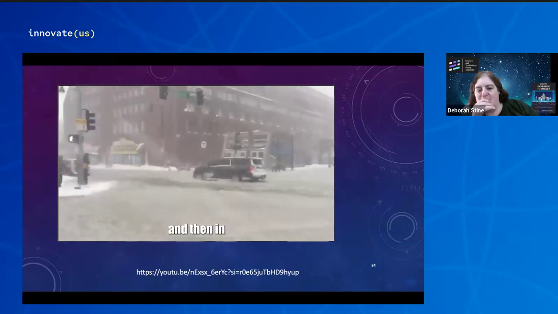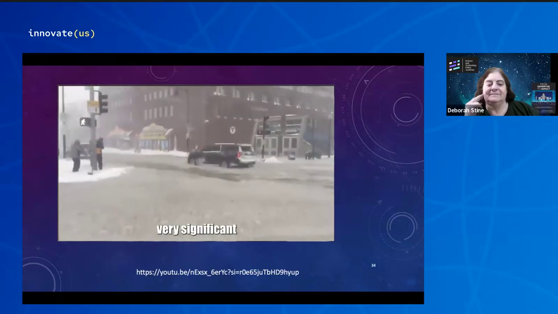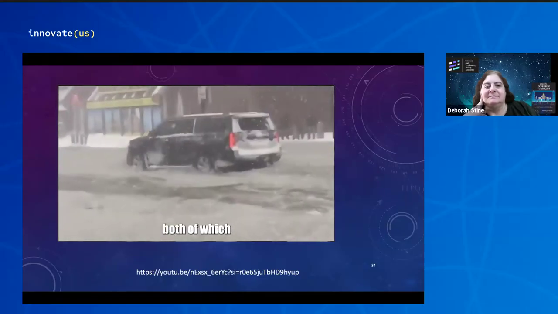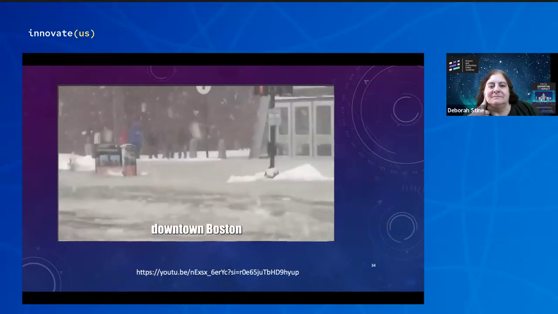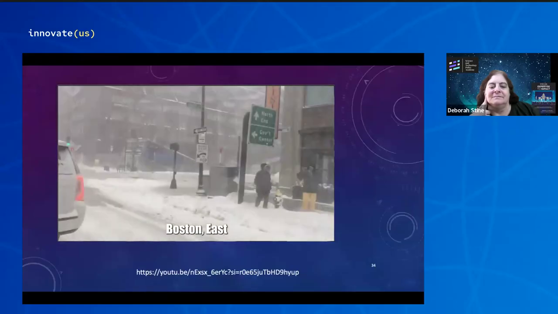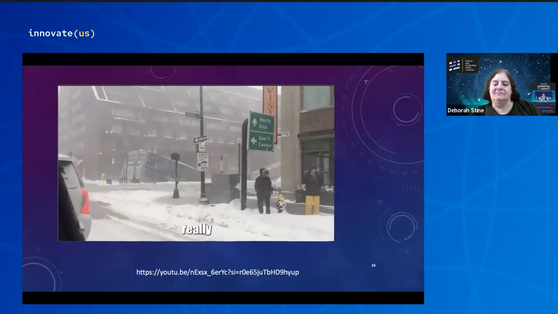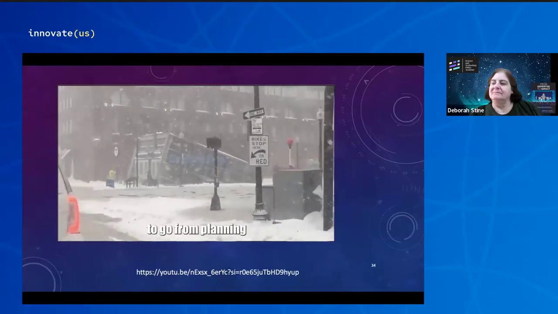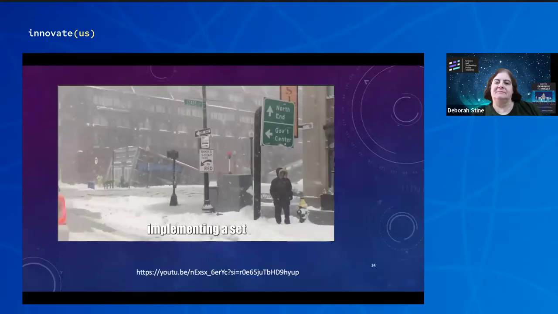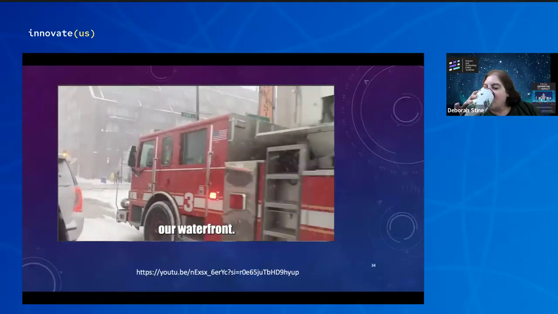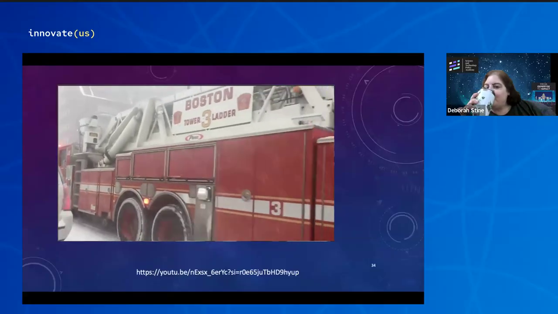I'm Chris Osgood. I'm the director of the City of Boston's Office of Climate Resilience. In January of 2018 and then in March of 2018, we had two very significant coastal storm events, both of which caused inundation not only in downtown Boston, but in areas of South Boston, East Boston, and across our communities. And that was really a huge moment for us to go from planning to really implementing a set of demonstration projects across our waterfront.